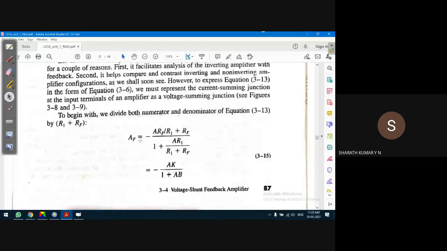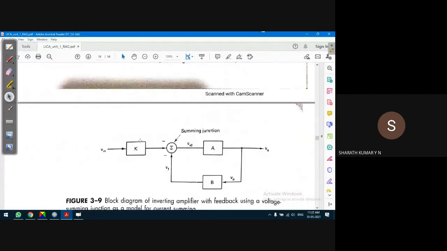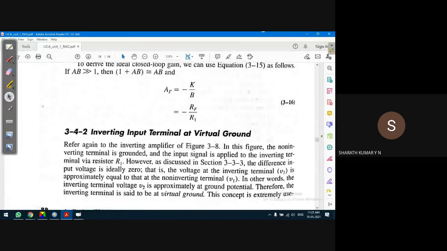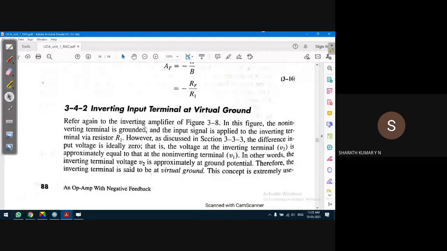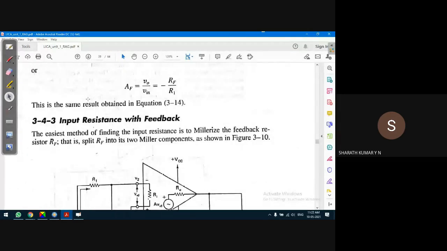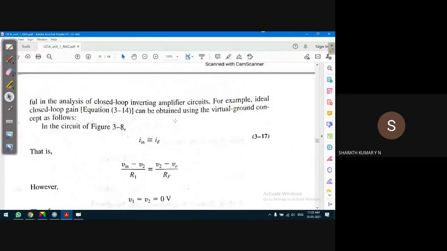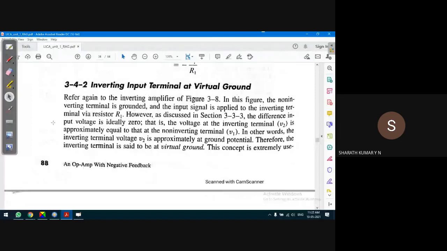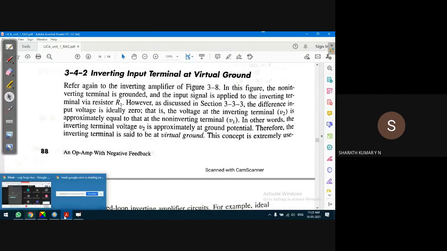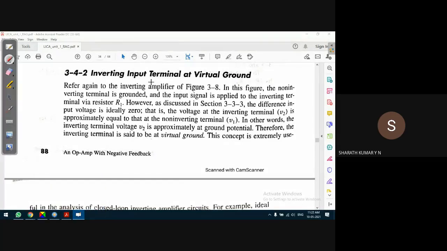Okay, so this is the closed loop gain we discussed, minus RF by R1 for an inverting amplifier. This next concept is the virtual ground concept, which we'll discuss because in most of the concepts we come across what is known as a virtual ground. So this concept of virtual ground is important.